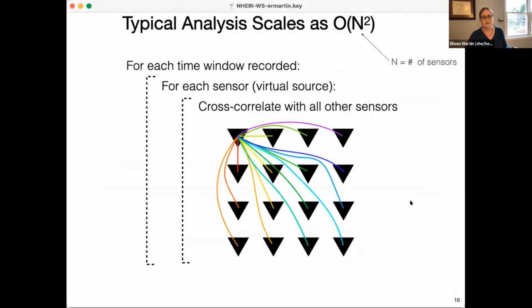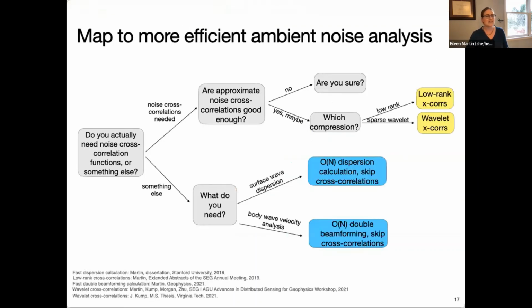And so we've really focused on how do we speed up this process of cross-correlating a bunch of time series. Thinking about our standard ambient noise analysis, if we have N sensors in our DAS array, and we want to do this kind of ambient noise interferometry, it scales like the order of N squared, which is really bad because it also scales like that as far as how much data we have to move around. And so we've actually come up with a variety of strategies for how we can deal with these ambient noise interferometry analyses more quickly.